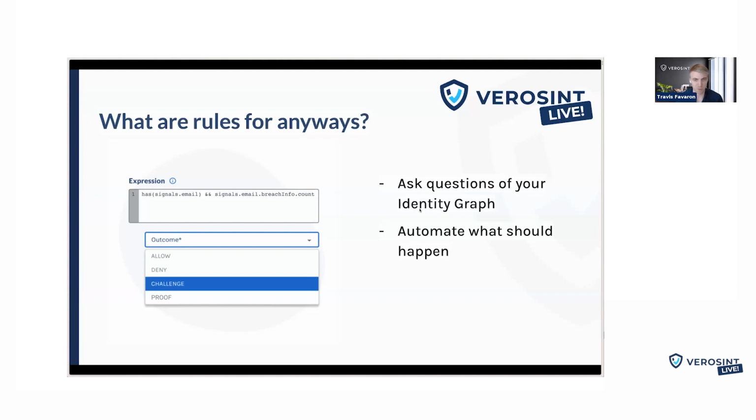And then the second bullet point here, automate what should happen. So you get to ask questions and then automate. And this is how you actually get to the prevention side of fraud prevention and discovery.